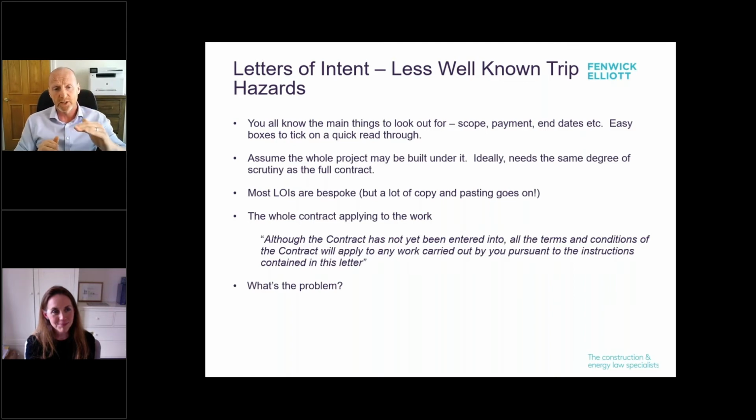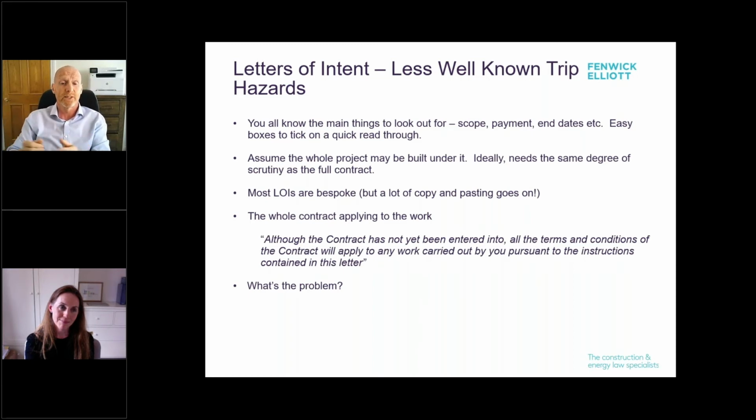So you get phrases like this: although we've not entered into the contract, all those terms apply. Okay. On the face of it, that's all very clear, isn't it? That works. So if I were to burn the building down, I can point to a clause in the contract that says what happens. That's fine, but remember, anyone who's familiar with JCT or NEC or whatever it might be, these contracts only work, don't they, if you fill the blanks in at the front.